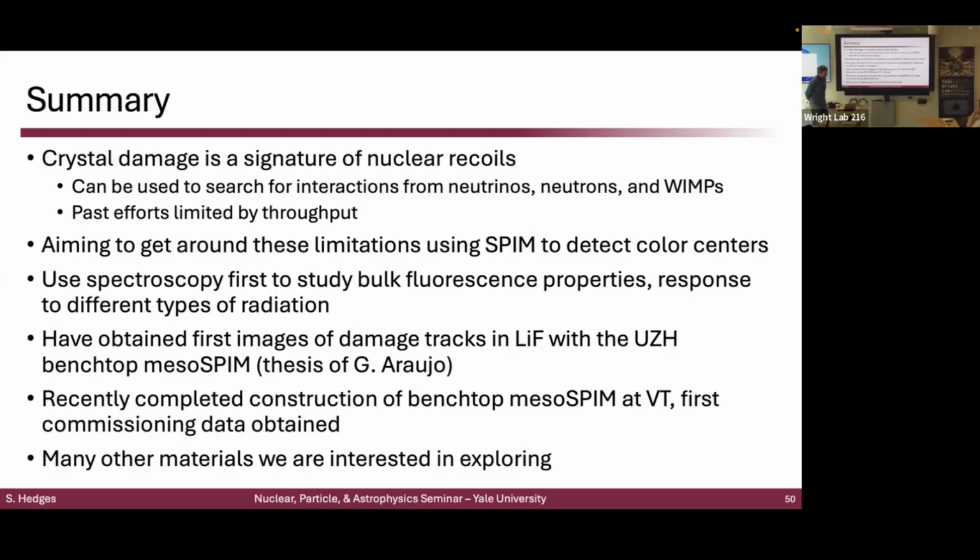And then we've recently obtained the first images of damage tracks in lithium fluoride using the mesoSPIM at the University of Zurich. And we've completed our own mesoSPIM at Virginia Tech and have the very first commissioning data now. We're working on doing some calibrations of that, measuring the point spread function, making things production ready so we can start looking at real data in the next couple of months.